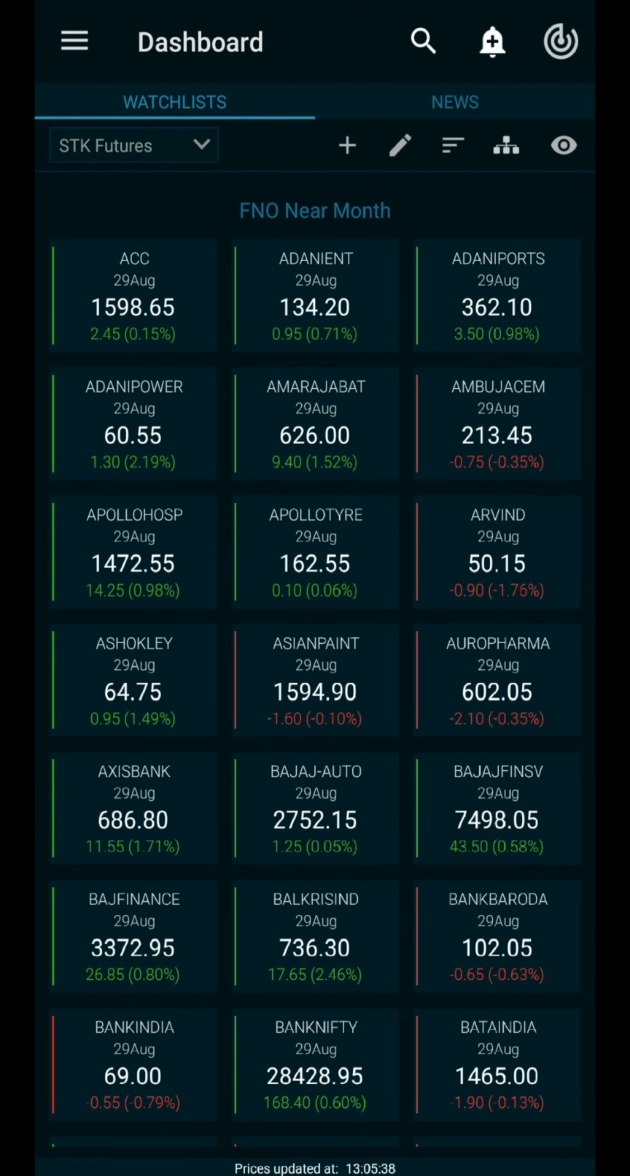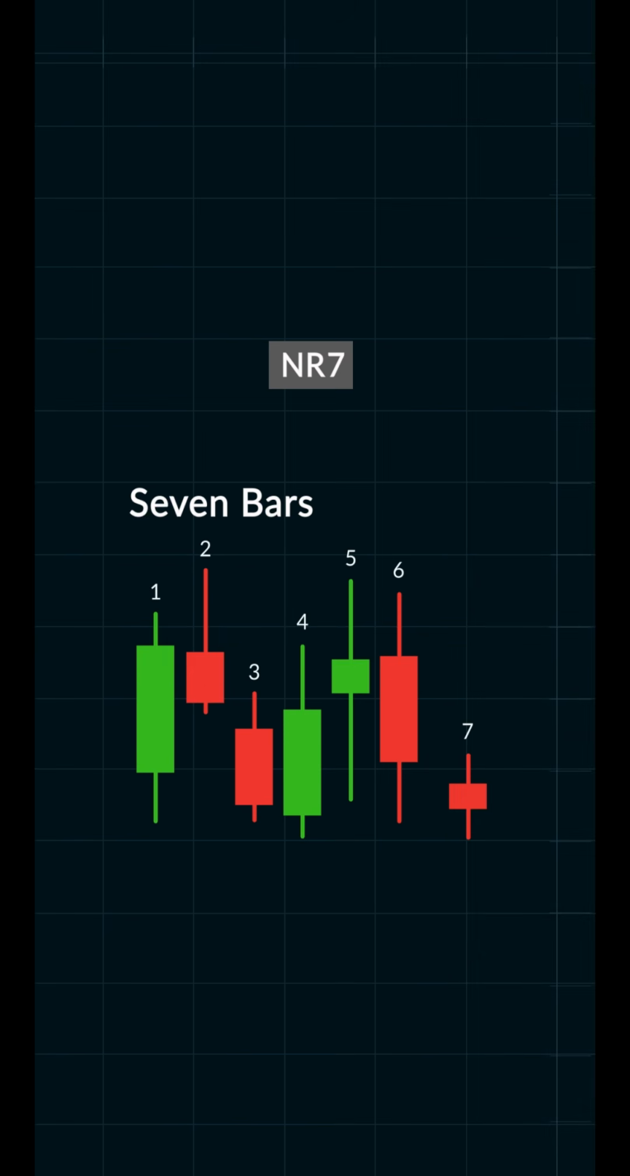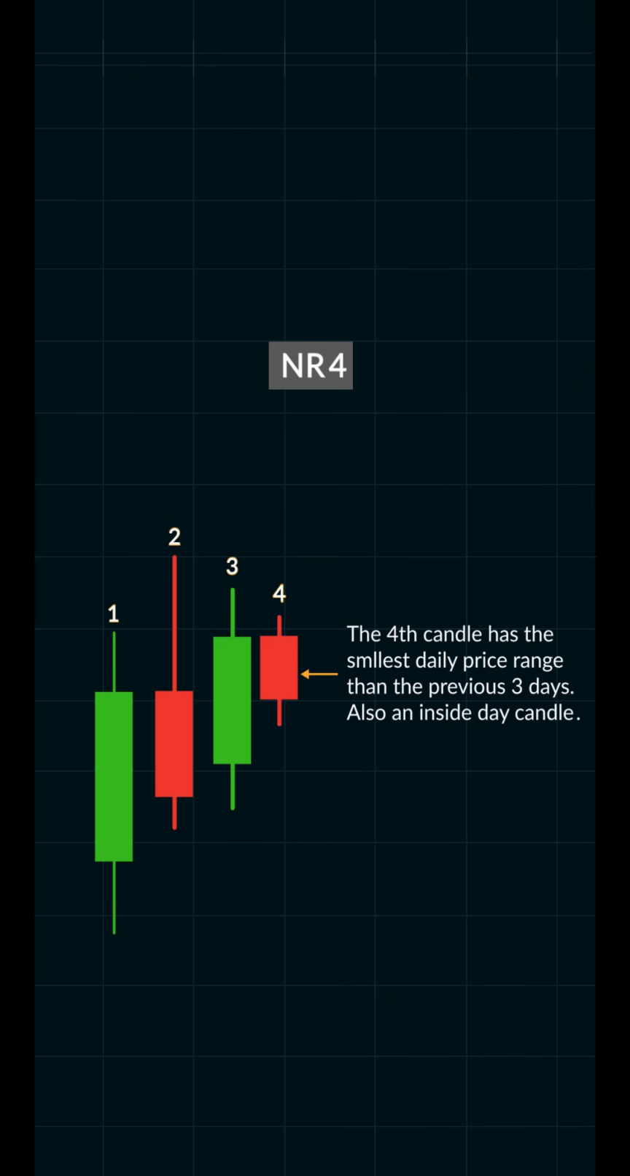As traders, we want to trade this expansion in whichever way it occurs using what's known as the narrow range 7 or the narrow range 4 bar. The NR7 means it's the narrowest range for the last 7 days. So the smallest range from high to low, whatever instrument you're looking at. Then our NR4 is obviously the narrowest range for the last 4 days.